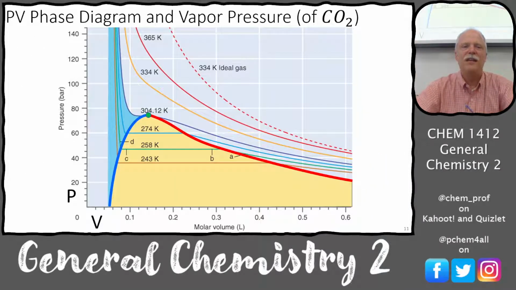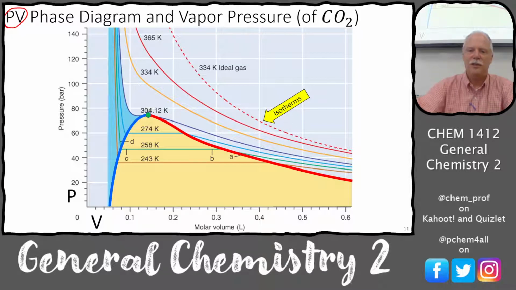So this is the phase diagram. This is a PV phase diagram. I just included this one again for what we call enrichment. You're going to be tested on the PT phase diagram. But let's look at the PV phase diagram because it's a phase diagram as well. This is for CO2. These are isotherms. So this will be like an ideal gas. So 334 Kelvin, ideal gas.